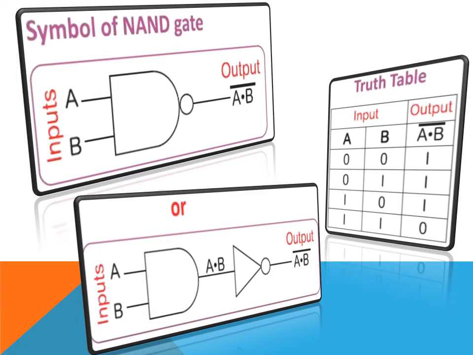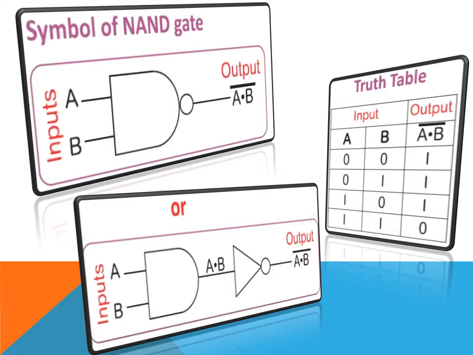This is the truth table for NAND gate. Just look, if both the inputs are 0, the output is 1. If one input is 0, one input is 1, then also the output is 1. If one input is 1, the second input is 0, then also output is 1. And only if both the inputs are 1, then the output is 0.